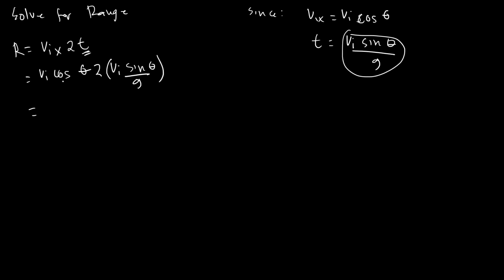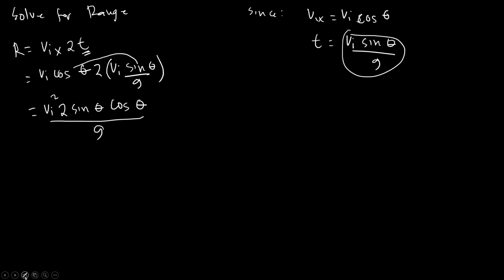you multiply this one, v sub i to multiply this term here, this is v sub i square, this is sine theta cosine theta all over g. So let's try to recheck. v sub i times v sub i is v sub i square. Cosine theta times cosine theta... sine theta cosine theta. Copy the 2 here, so it becomes like this one.